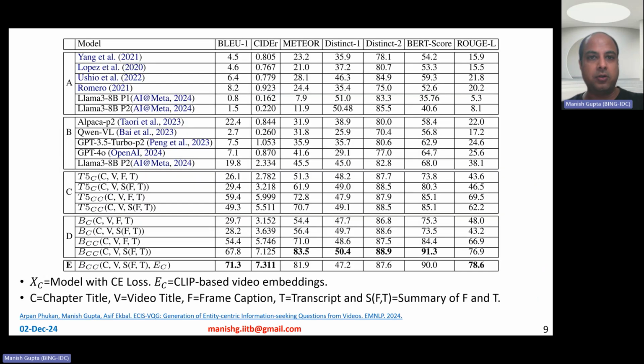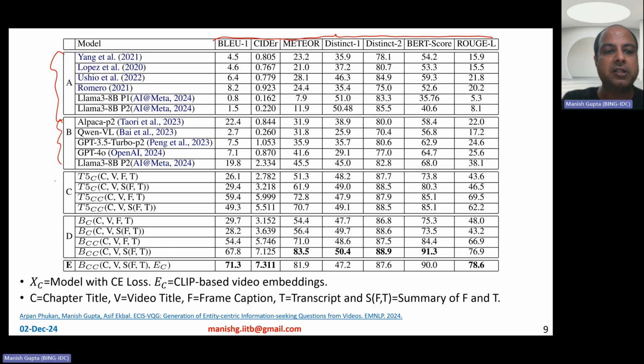And then how do the results look? Let's look at the results. We measured results using standard natural language generation metrics: BLEU, CIDEr, METEOR, distinct metrics, BERTScore, and ROUGE. Higher values are better for everything. We show results across several kinds of methods. We tried the standard question generation methods in block A. We also tried the prompt engineering methods in block B.